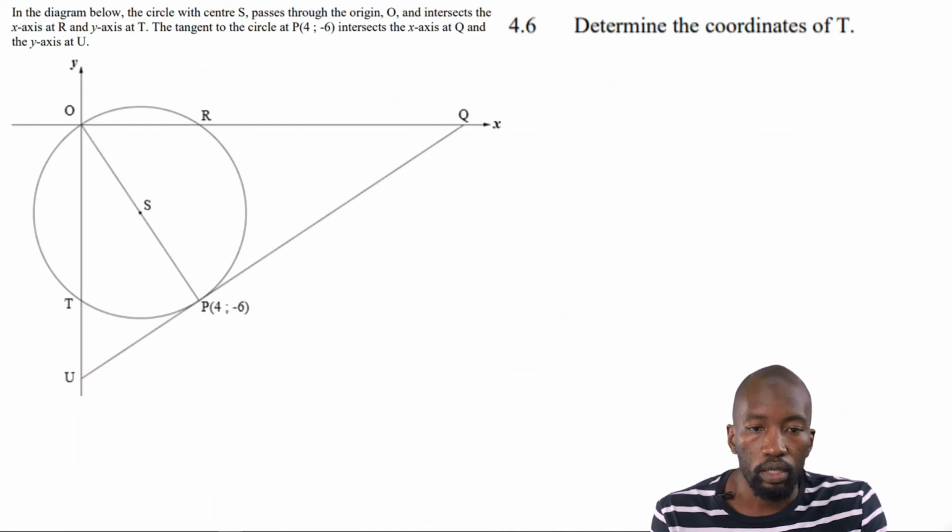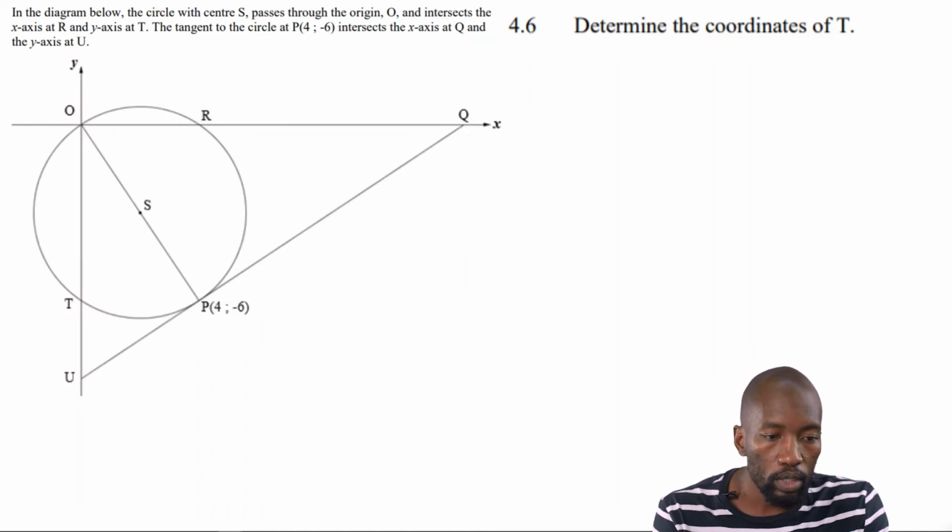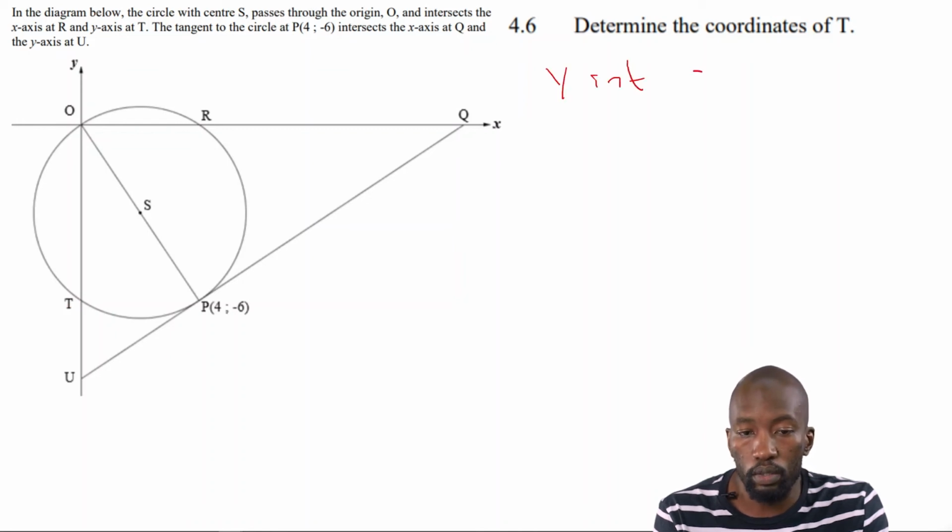Now they're saying determine the coordinates of t. Right? So t is this guy here, right? And we know that that is what? That is the y-intercept of the circle. So for y-intercept, remember we can just say y-int or y-cut x is equal to 0.